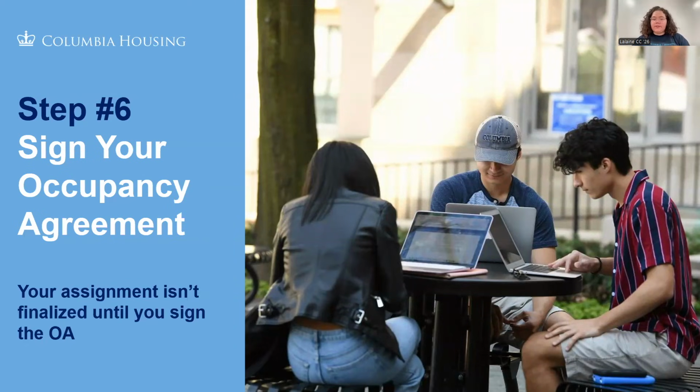And then the final step is to sign your occupancy agreement. This agreement finalizes your room assignment. If you don't sign it, you could be putting your room assignment in jeopardy. Every individual needs to log into the portal to sign their own occupancy agreement.